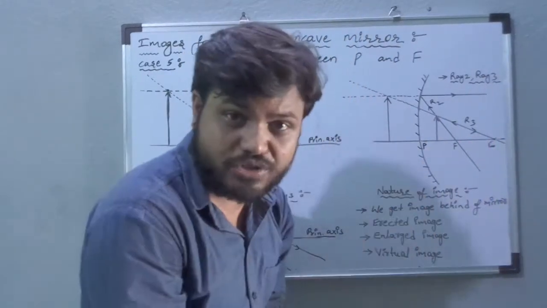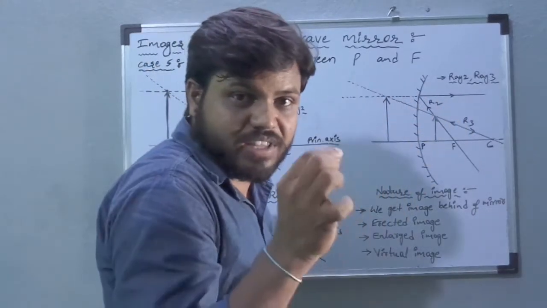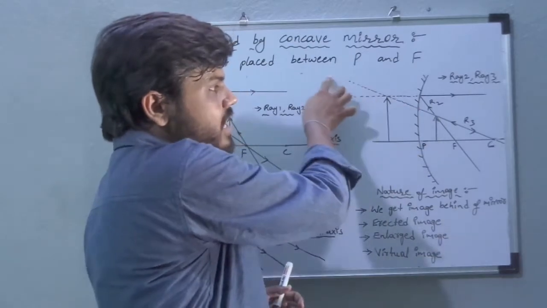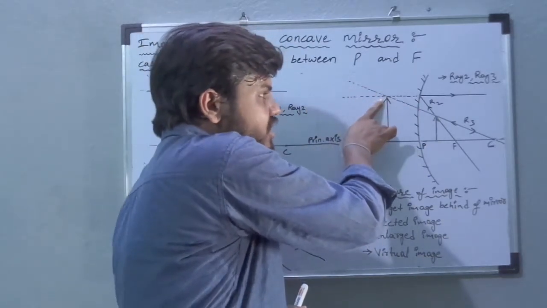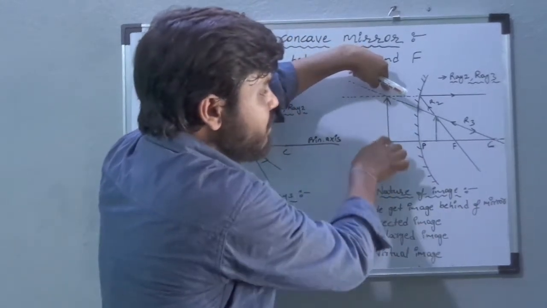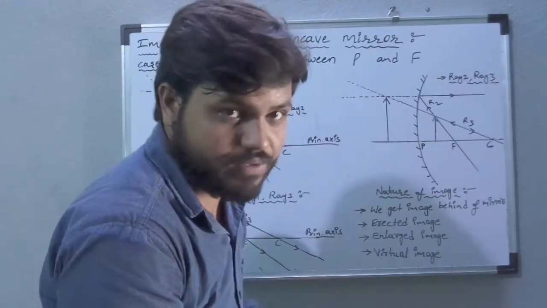So there is no chance to get a real image. We should check whether we get the virtual image or not. For that we should extend the reflected rays backside of the mirror. I extended, and I got the intersection point here. If we join this intersection point and the principal axis by using a perpendicular line, we get the image of the object. Here also we got the same nature.